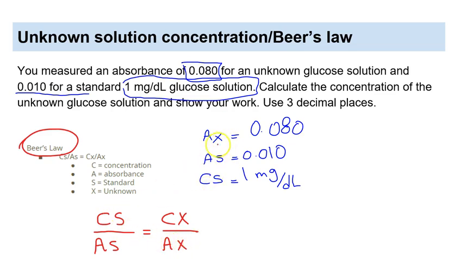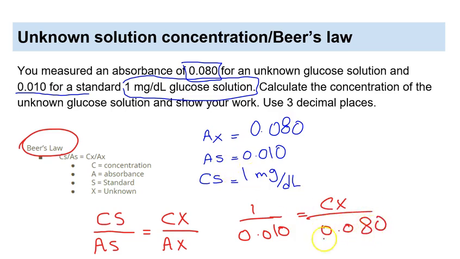So just simply put all of the numbers in their place. For CS, we have 1. For AS, we have 0.010. Then for CX, just place 6 here. For AX, we have 0.080. Okay. So then just do simple math and you should get this number, which is our CX, 8. Don't forget the unit, milligram per deciliter.